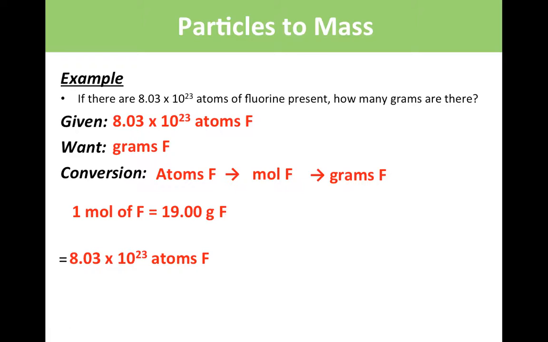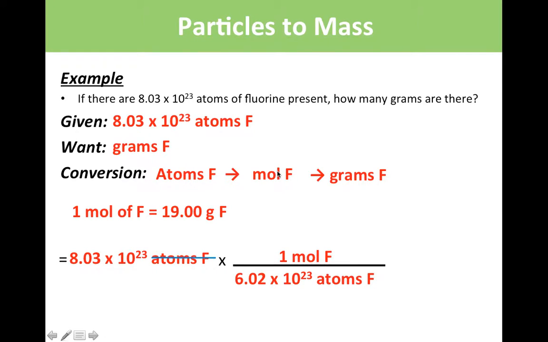Here you have 8.03 times 10 to the 23 atoms of fluorine, and we need to now go to moles. So how many atoms are in 1 mole of fluorine? You guessed it, 6.02 times 10 to the 23. So my atoms of fluorine will cancel out. I want to convert to moles, so moles need to go on the top. Atoms of fluorine cancel out. I now have moles, but I don't need moles. I want to find grams.